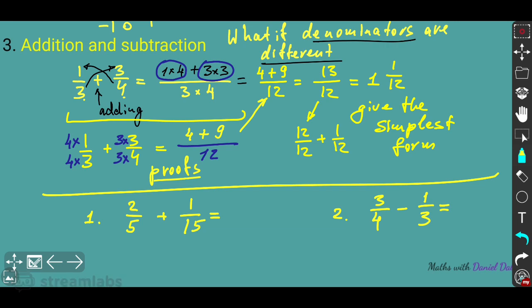Okay, so let's try to finalize and see what exactly you have here. So 2 over 5 and 1 over 15. So actually you need to multiply 5 and 15. But hold on, we can do it more wisely, you know.